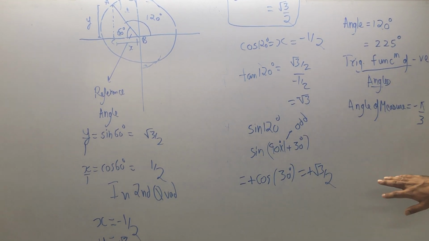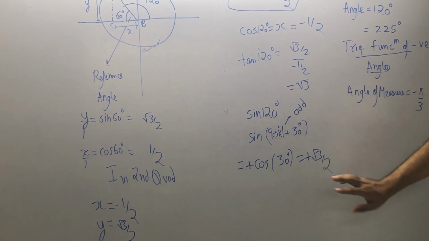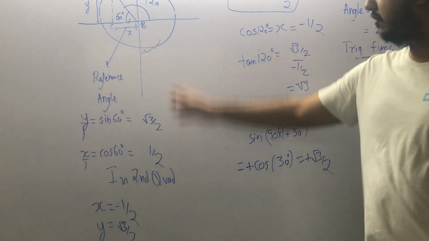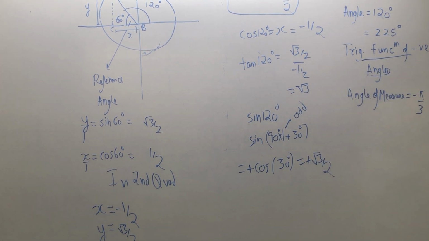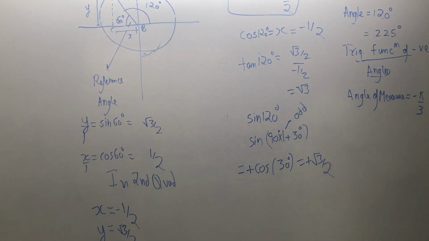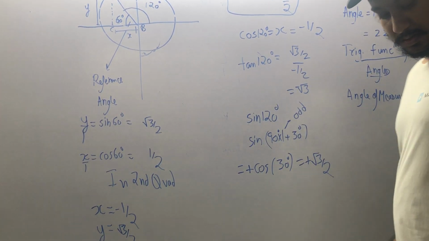I hope this is clear to you. Next, see how many steps did it take? 1, 2, 3. That's all. You don't have to make these long calculations. It's up to you. You can use this method also. Nobody will cross it. Now the next value we are going to find is cos 120.